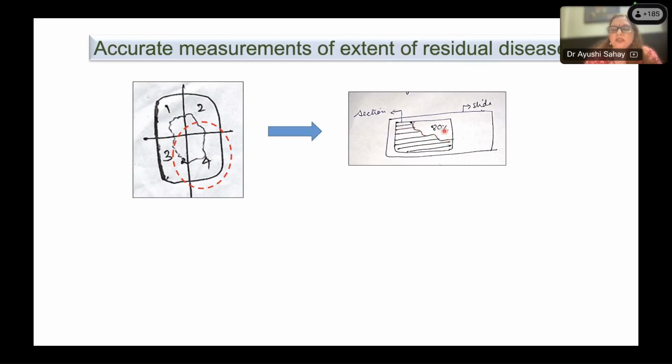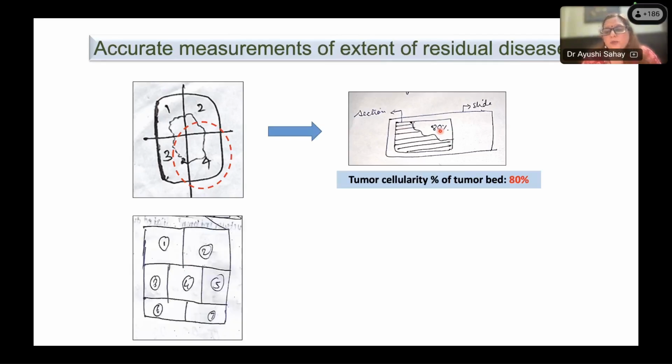And in this particular area, out of the grossly visible tumor, the cellularity was 80%. So in this, the tumor cellularity in the tumor bed is 80%.